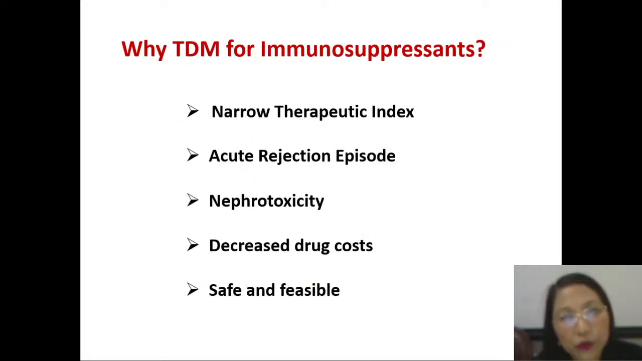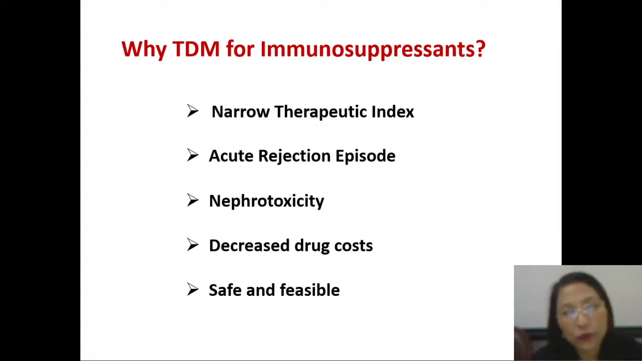Another very important group of drugs for which we do therapeutic drug monitoring are the immunosuppressants, because most of them have a narrow therapeutic index, and if they go into the subtherapeutic range, there are chances of acute rejection episodes. So we have to avoid that, because after transplantation the patients should not undergo acute rejection episodes, and so we may need to do therapeutic drug monitoring.